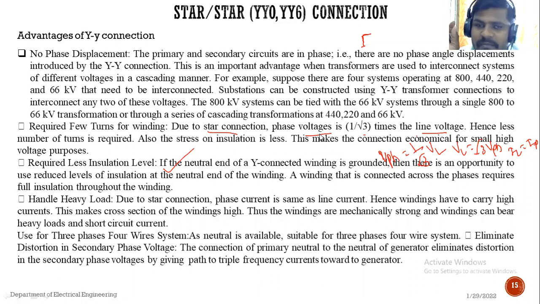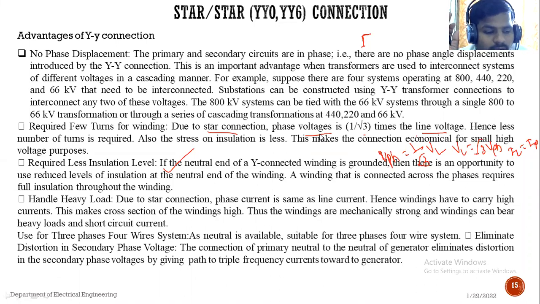If the fault occurs, so at that situation the insulation level will be reduced. Insulation level काय will reduce, because short circuit किंवा fault current आहे तो direct ground होतोय. त्याच्यामुळे there is no other damage or no need to provide maximum insulation. Winding that is connected across the phase requires full insulation throughout the winding. Winding ला insulation काय लागेल, full लागेल.